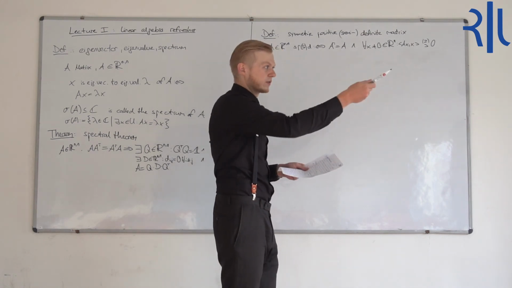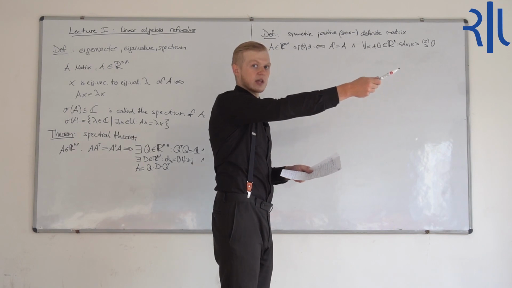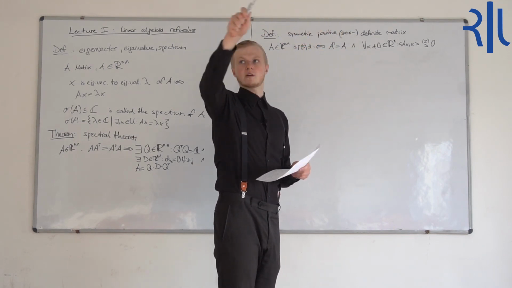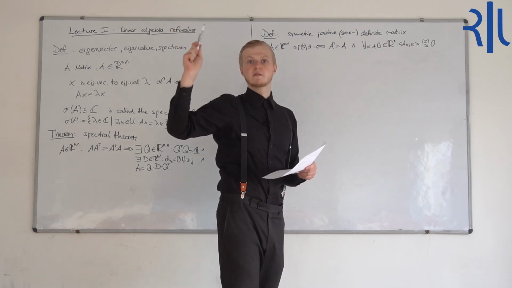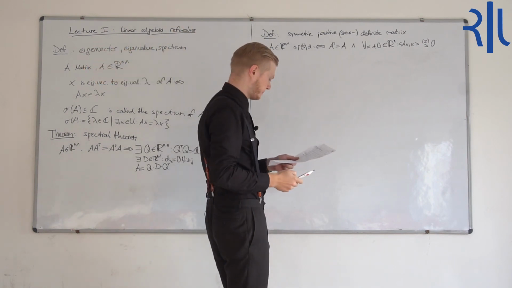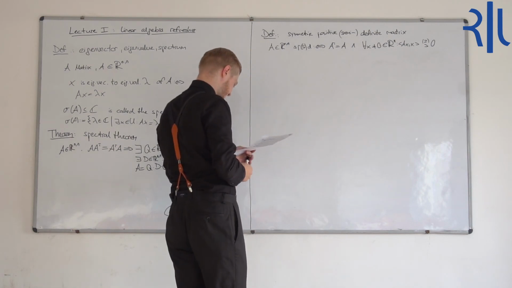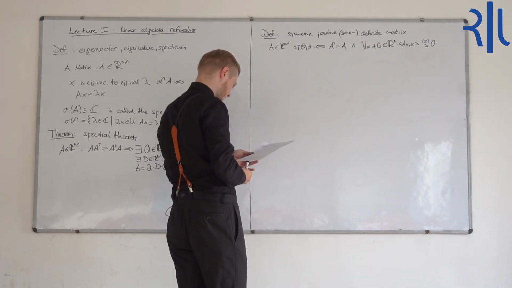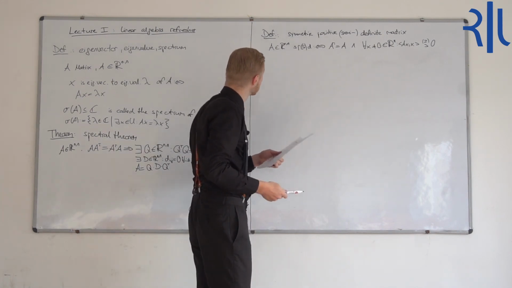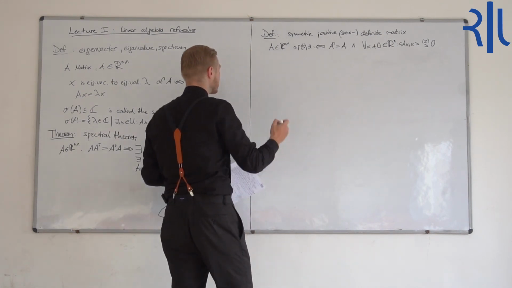roughly in the same direction as x itself. So when this is x, then A times x might be this, or this, or this, but it will not point in the opposite way. With that, now, a simple corollary.